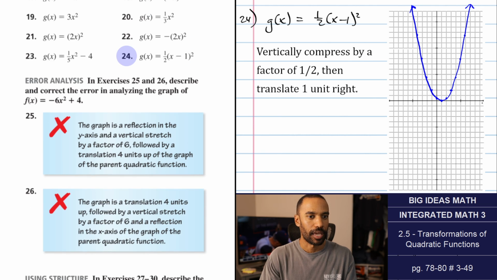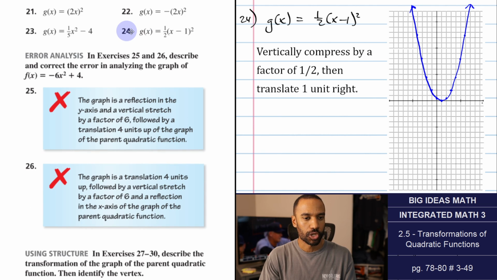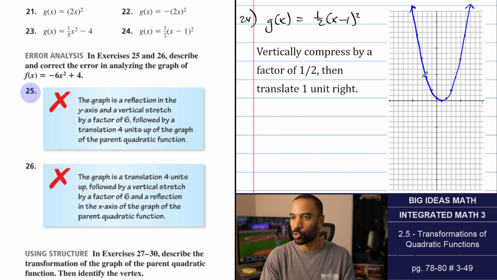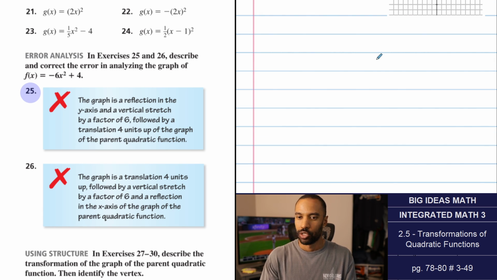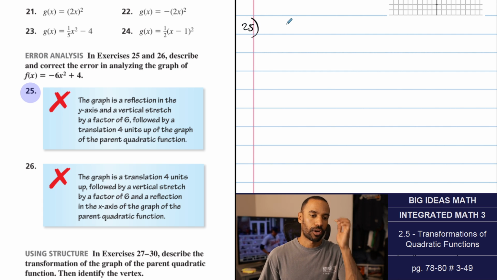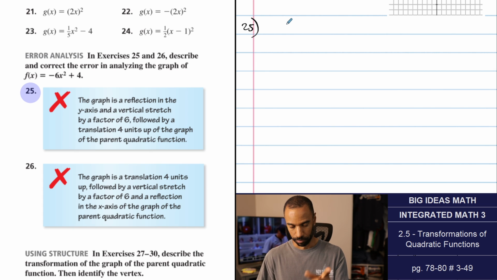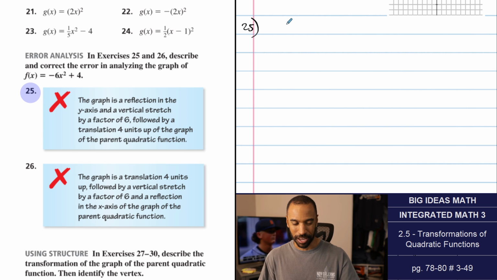Number 25 and 26. Error analysis. Describe and correct the error in analyzing the graph of f of x equals negative 6x squared plus 4. Do we have to graph it? I don't think so. Okay, they state the graph is a reflection of the y-axis. Wrong. Well, it technically could be, but there's another one.